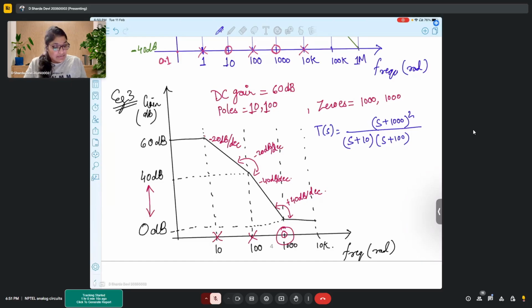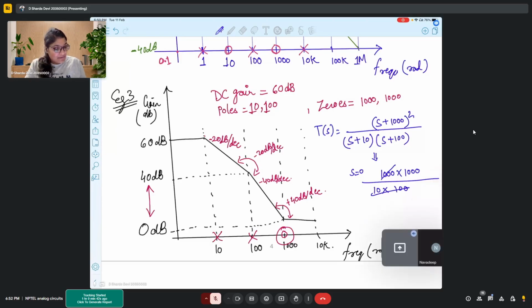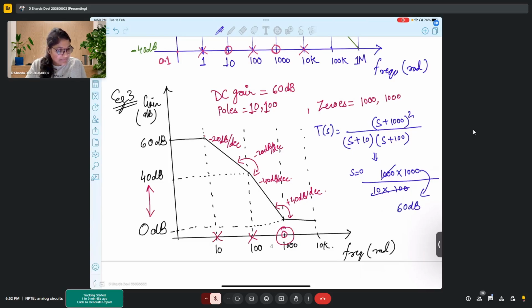Correct? Now, if I analyze by putting s equal to 0, what is the scenario? I have 1000 into 1000 by 10 into 100, which is basically 1000, right? So at s equal to 0, I'm getting 1000 as my gain. If I convert this 1000 to dBs, it becomes 60 dBs. And my requirement was also 60 dBs. So I need not add any factor over here.